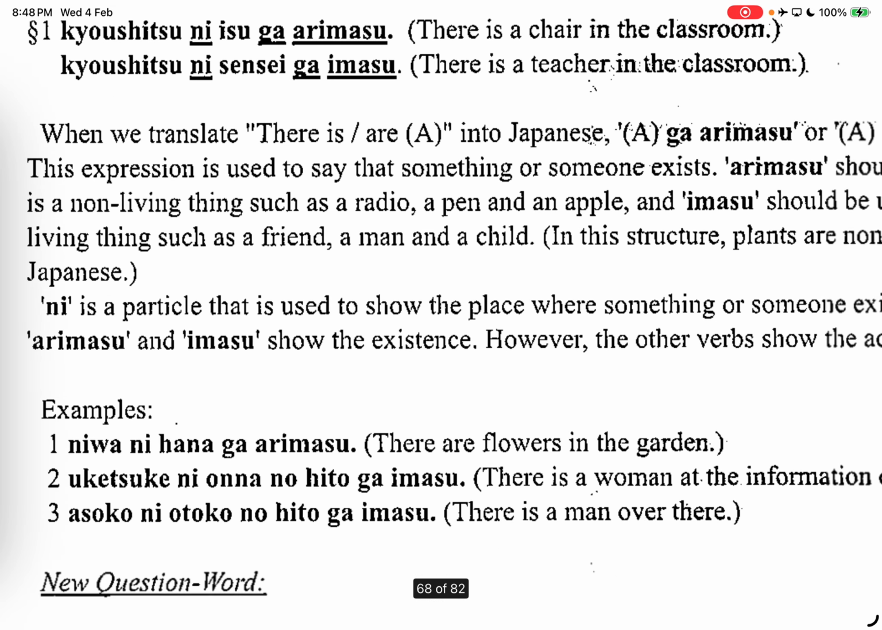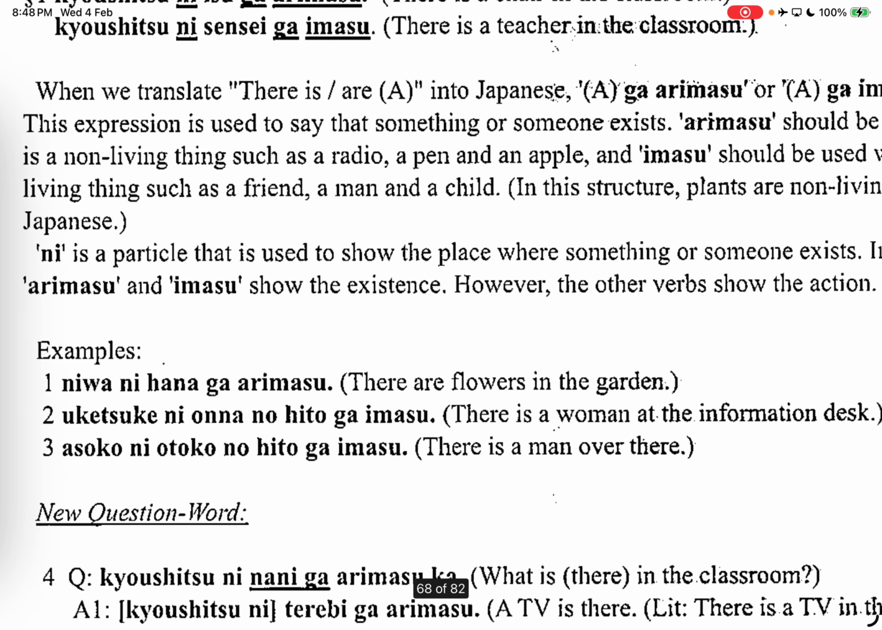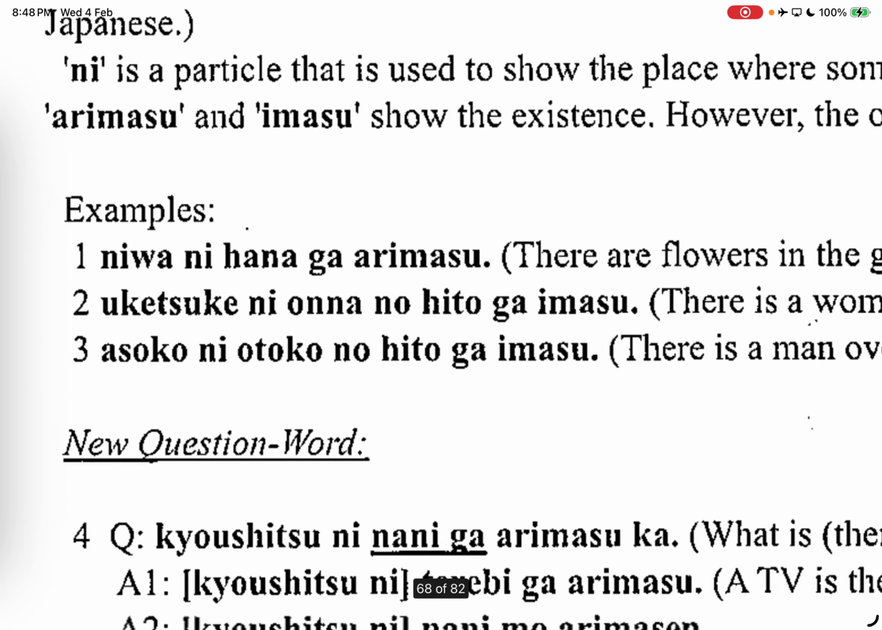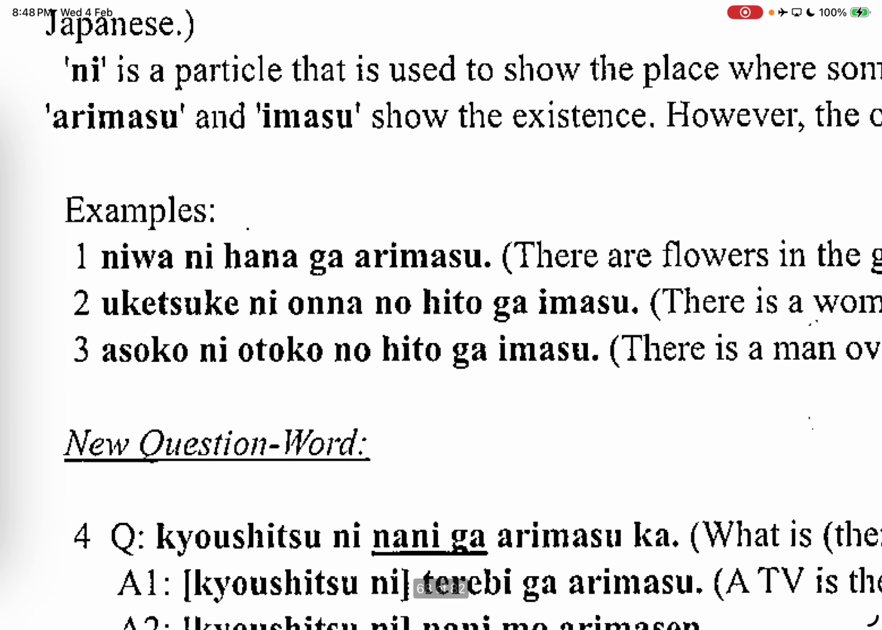Okay, so let's look at example number 1. Niwa ni hana ga arimasu. Niwa ni, ni is "in the garden." Hana ga, hana is our object here. Flower arimasu, there is. So there is a flower in the garden. The question for this would be, in the garden got what? That will be the way of question here.